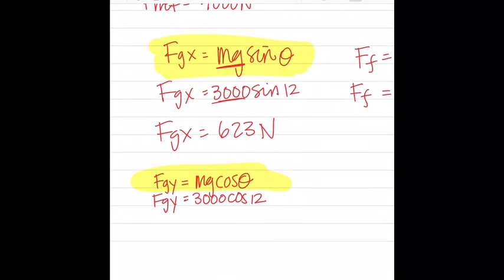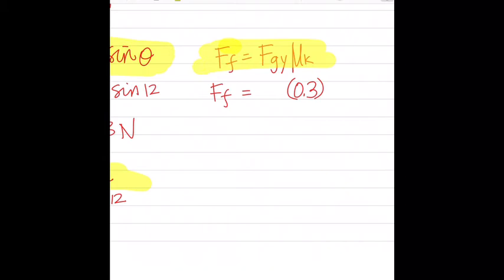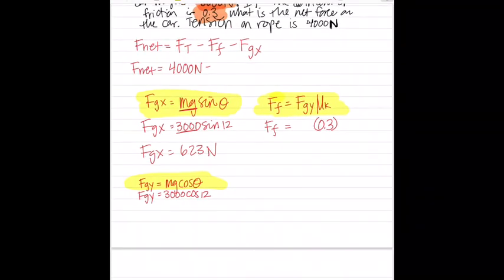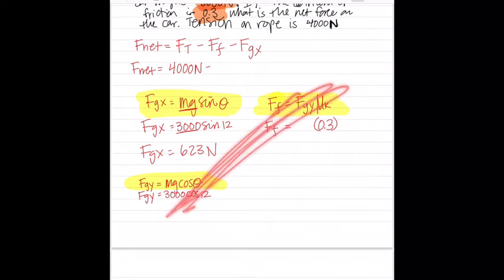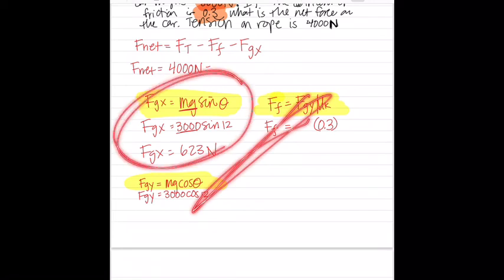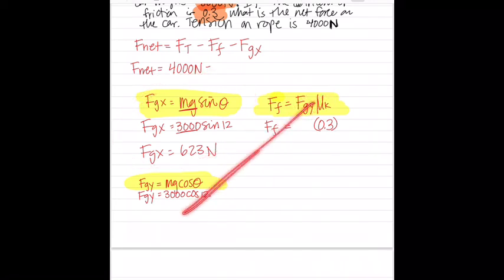So let me highlight all three of these equations that stay the same no matter what. These three will always, always be these equations. The only problem is you don't always have to use them. If you have friction, you have to use this one and this one. If you don't have friction, then you don't use these two, because these two are only for friction. This one you always got to have. But these two are only with friction.